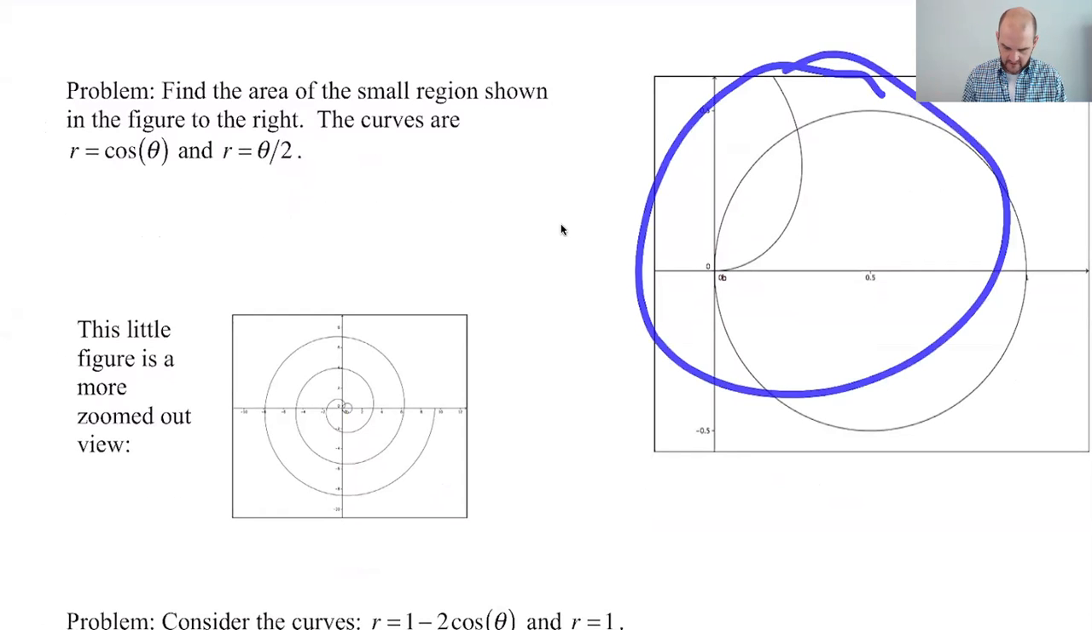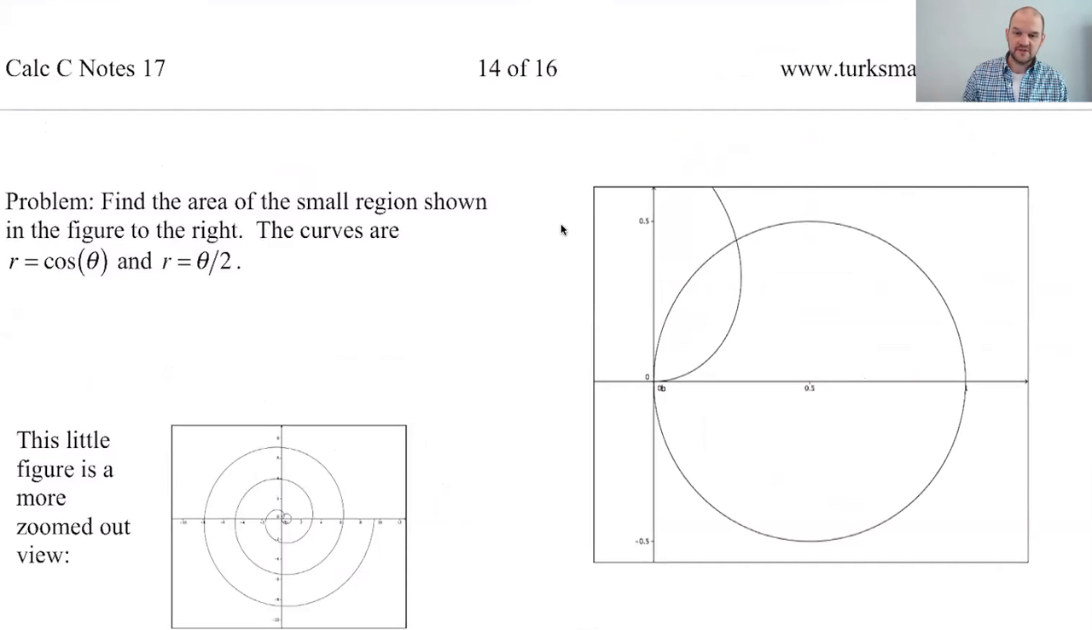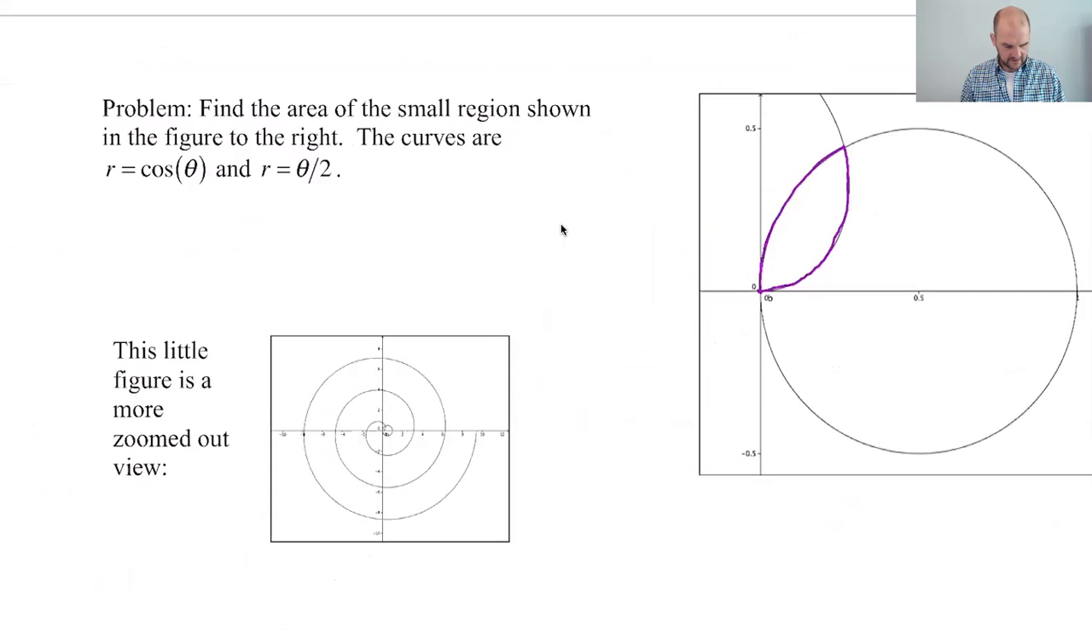So this is the figure to the right, the area of the small region. Ooh, what's the small region? Well, there's only one region that I think is like the smallest, so I'm going to go with that. I think it's this one. So we're going to need an intersection point that we, as humans, can't really find.